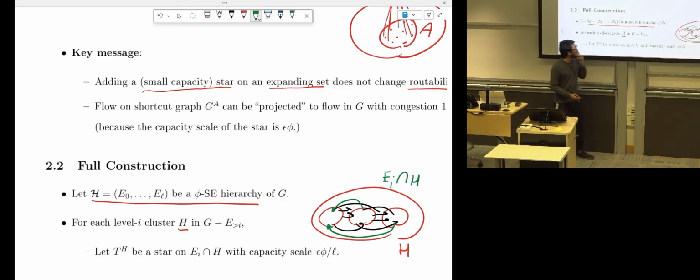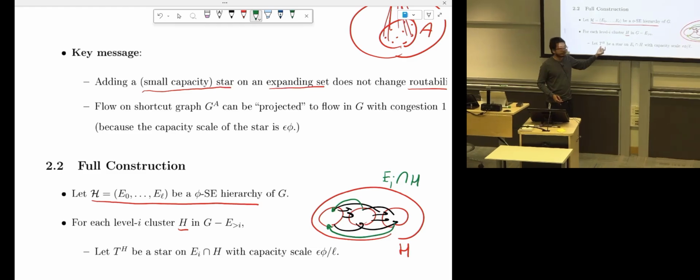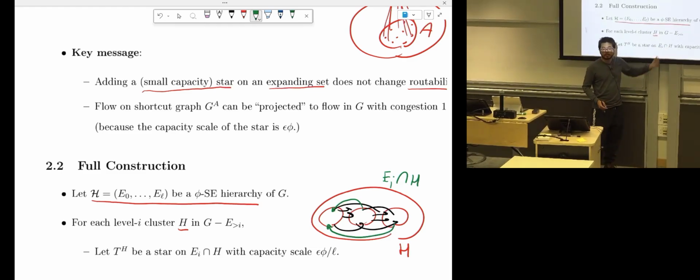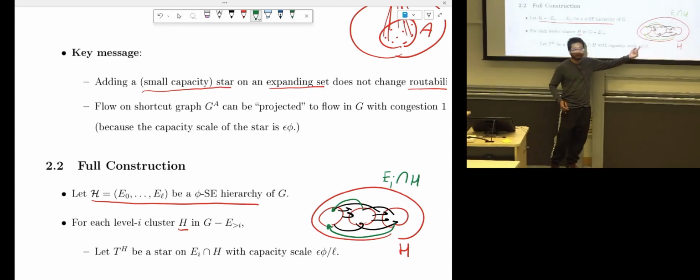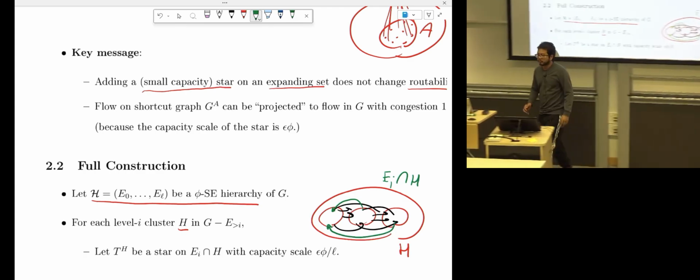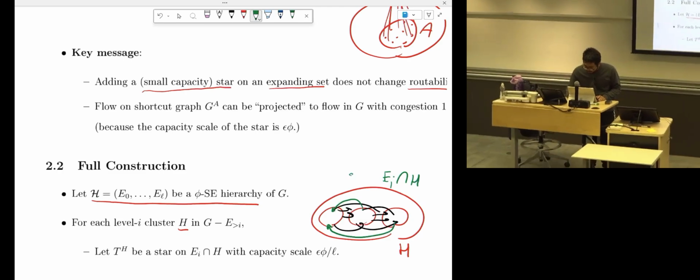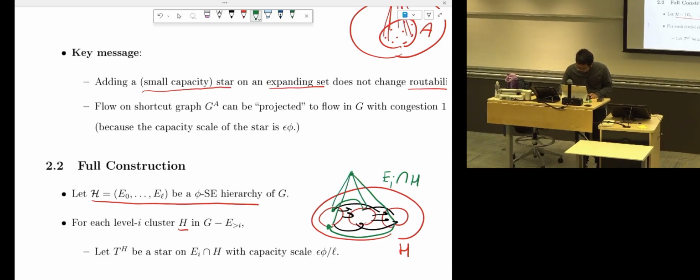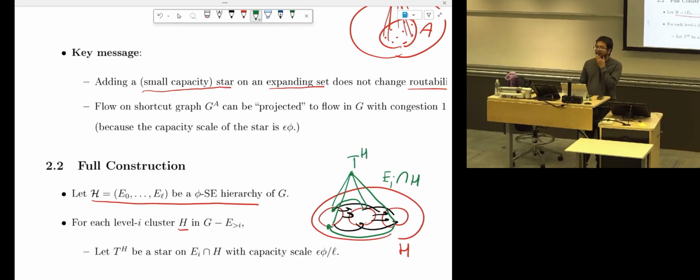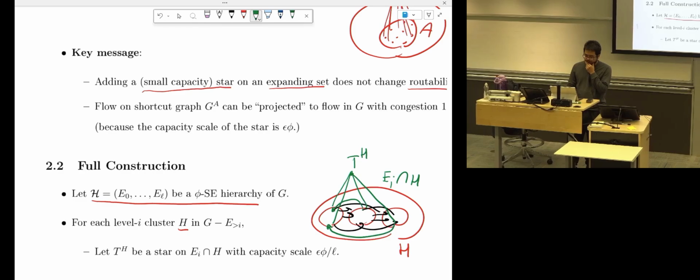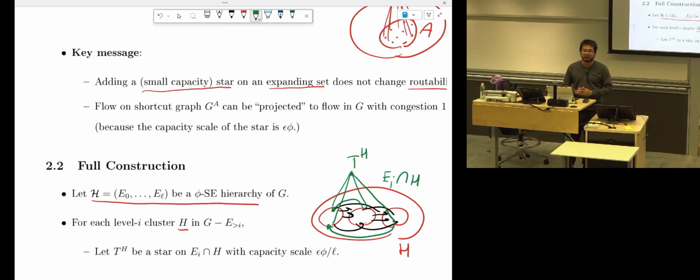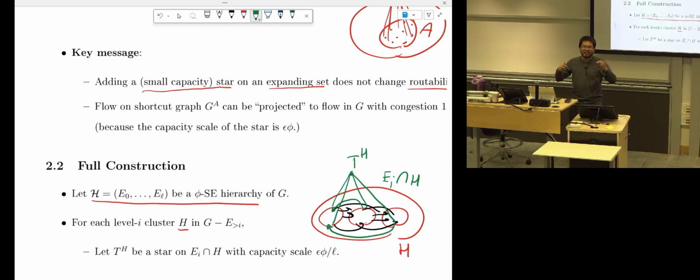So what we're going to do is consider the star on the endpoint of this edge, and we set the capacity scale to be epsilon phi over L. This is the star, the star for the cluster H. So for each cluster, there is an edge set for that level that is expanding in H, and we add a star where the leaves are the endpoints of these expanding edges.